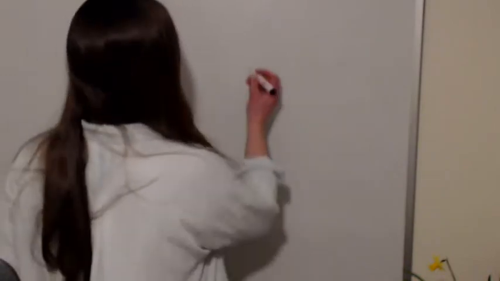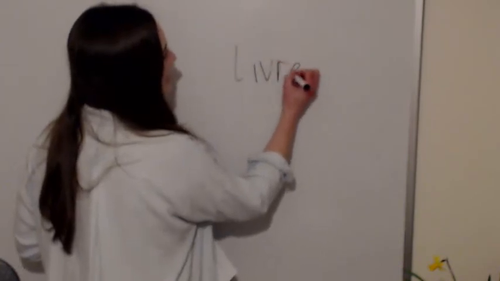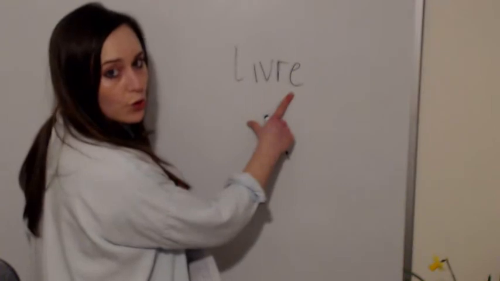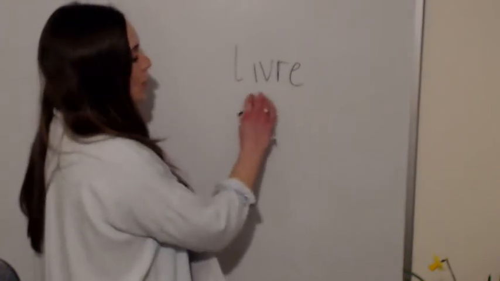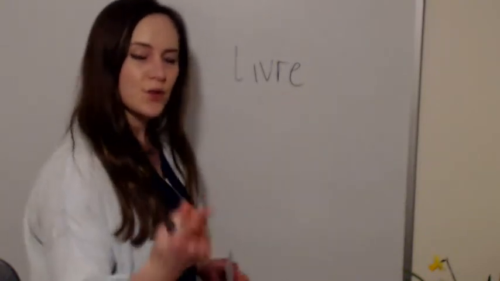So let me give you some examples. Let me make sure you can see. Okay, let's write quite large. Here's a noun. Livre. Livre. L-I-V-R-E. I, R and E I think are quite difficult when you're learning French to remember how you say them.